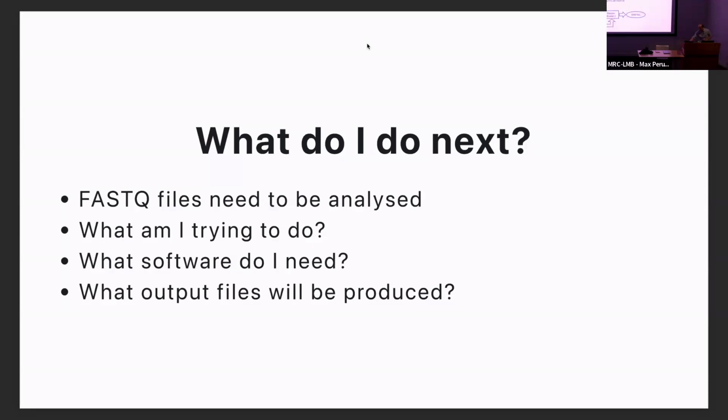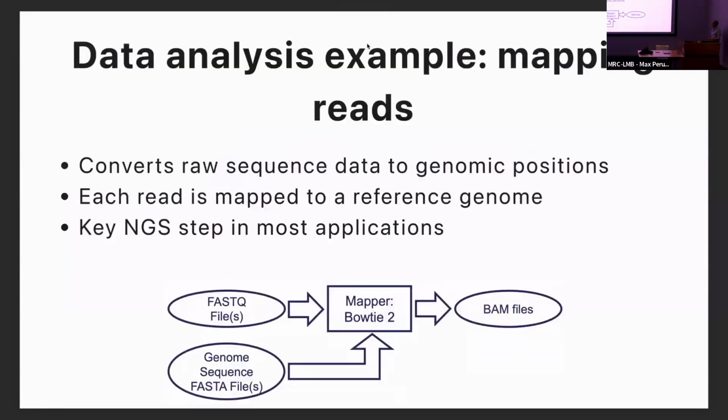So just to maybe give you an example to flesh this idea out, for most next generation sequencing experiments, one of the key steps is to map the data. The idea is that you've got your sequence reads and you want to understand to where those reads were derived in your organism, okay?